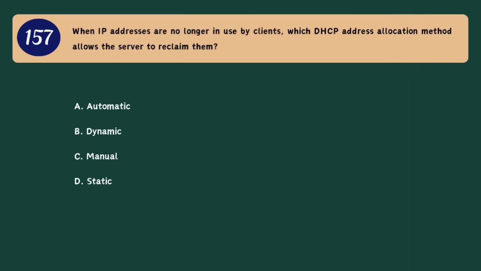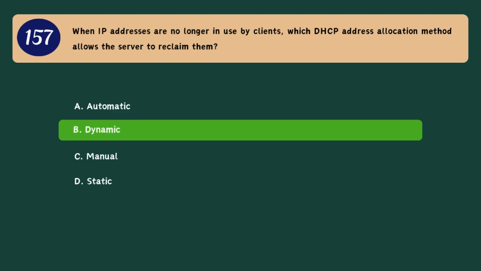Question 157. When IP addresses are no longer in use by clients, which DHCP address allocation method allows the server to reclaim them? A. Automatic. B. Dynamic. C. Manual. D. Static. Correct answer: B. Dynamic.